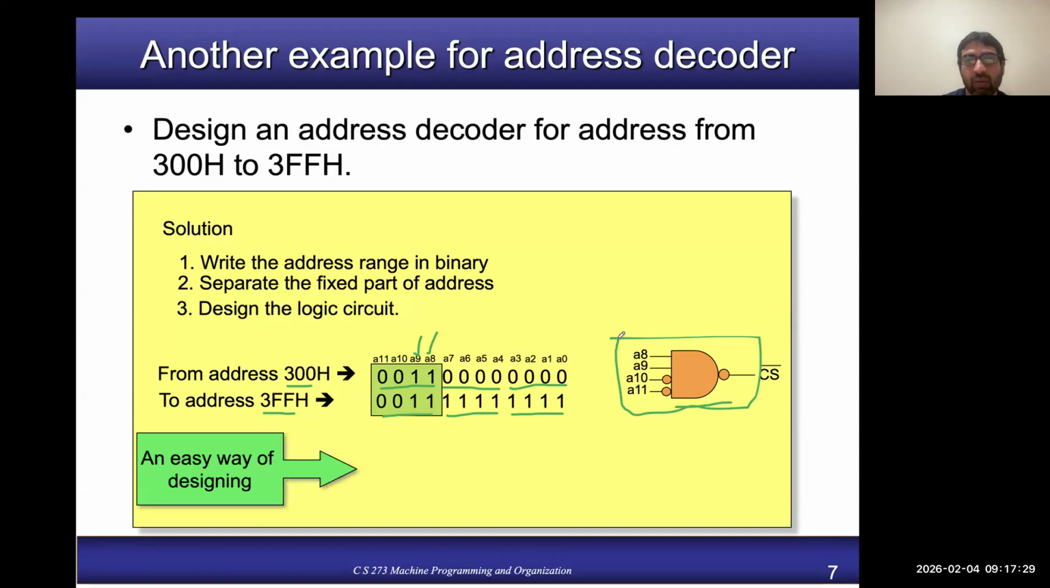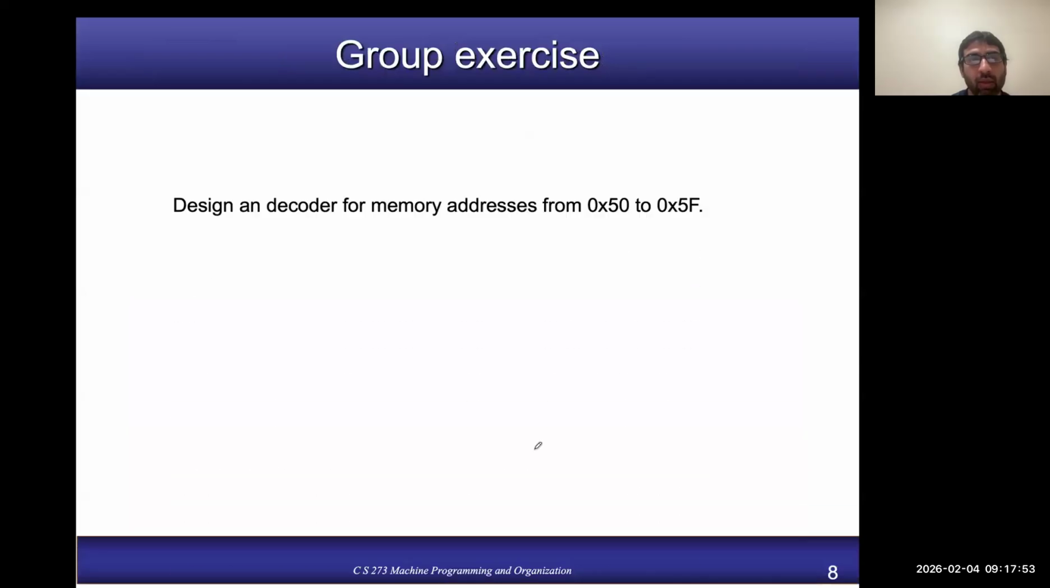So there is an easy way of designing. What you can do is simply put a NAND gate across those bits which stay fixed, and all those bits which have 0, simply move them. So replace zeros with bubbles and keep 1 as it is. Okay. So this is like an easy way to remember.